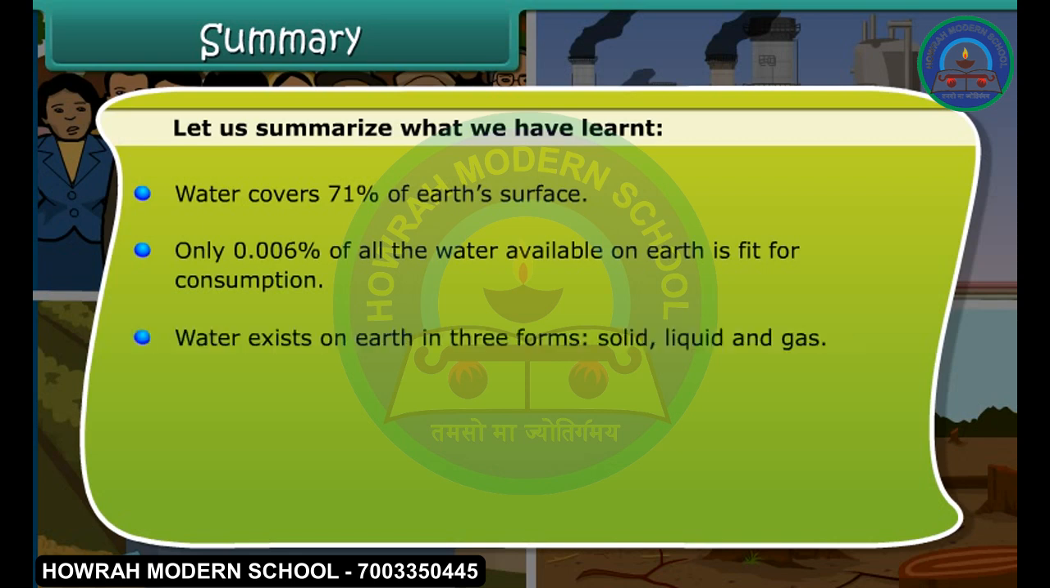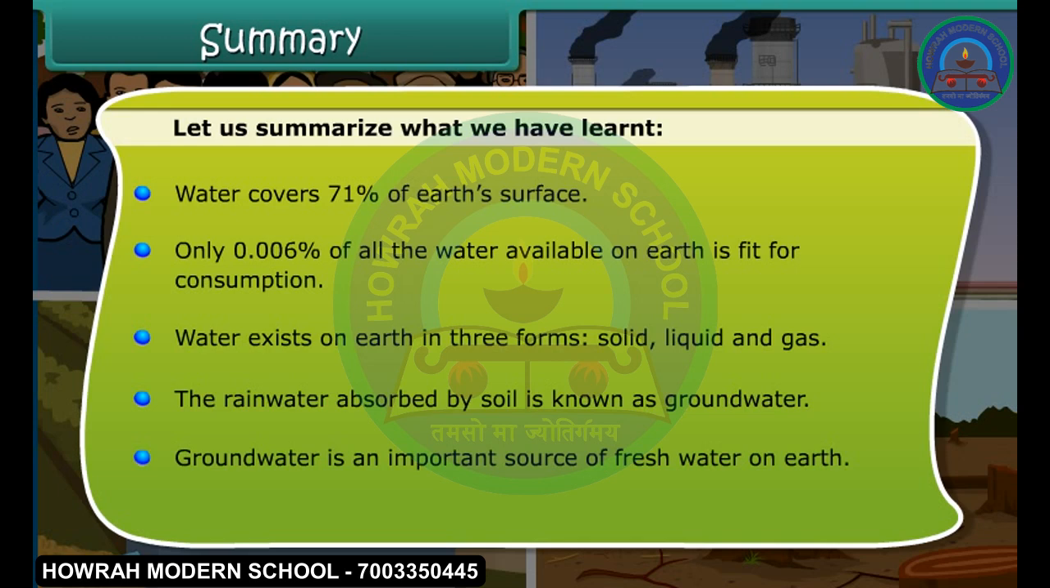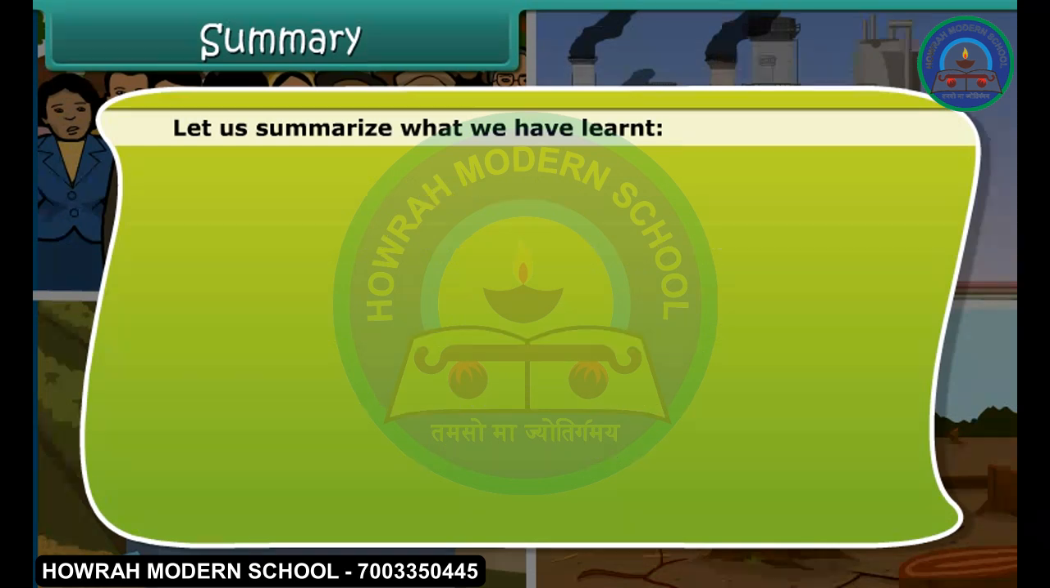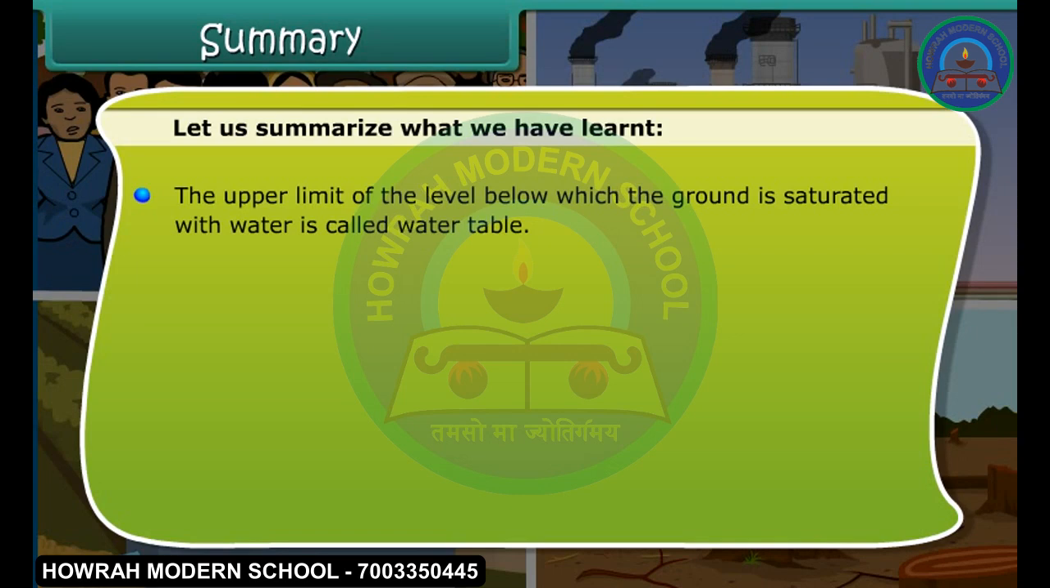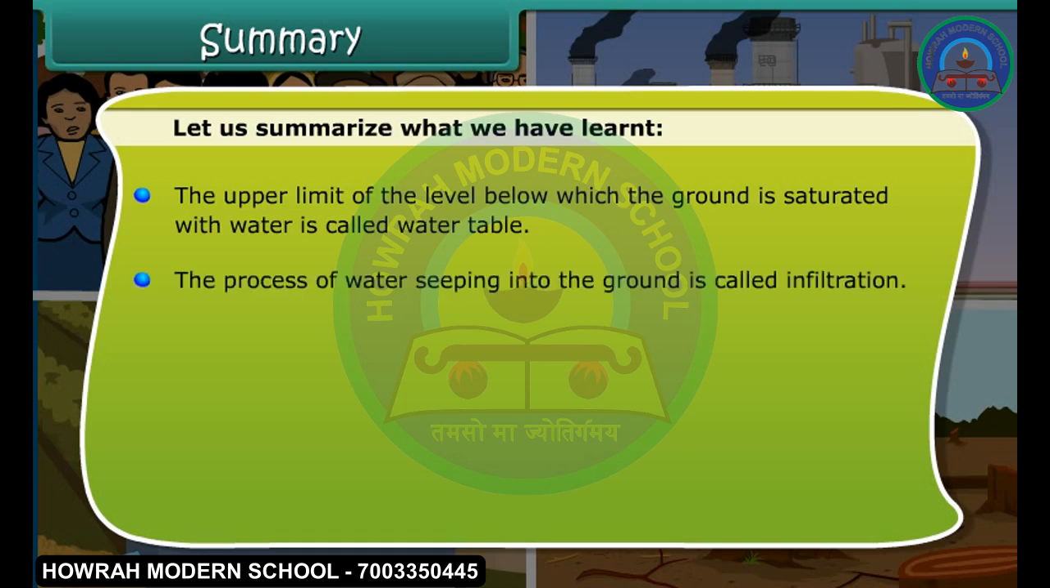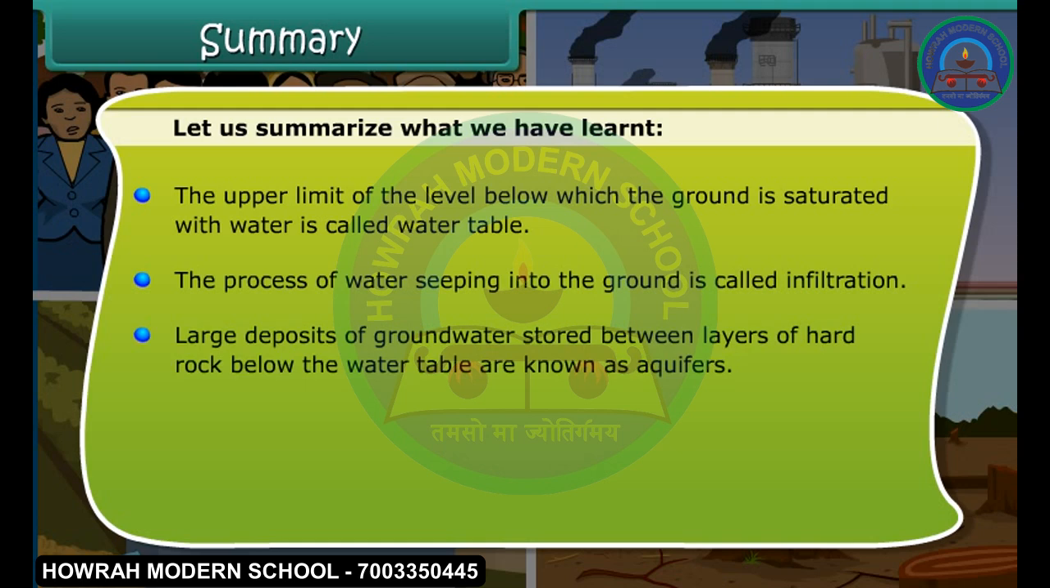Water exists on Earth in three forms: solid, liquid, and gas. The rainwater absorbed by soil is known as groundwater. Groundwater is an important source of fresh water on Earth. The upper limit of the level below which the ground is saturated with water is called water table. The process of water seeping into the ground is called infiltration. Large deposits of groundwater stored between layers of hard rock below the water table are known as aquifers.